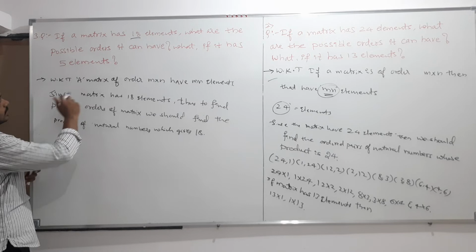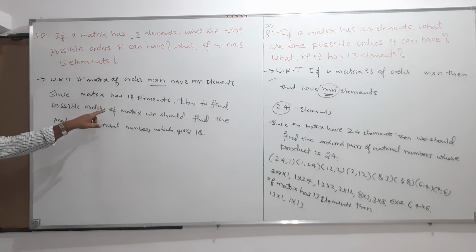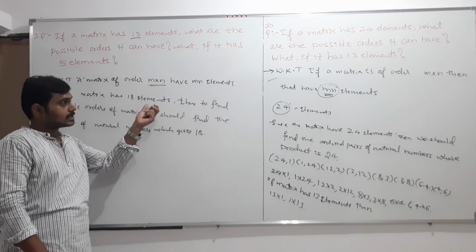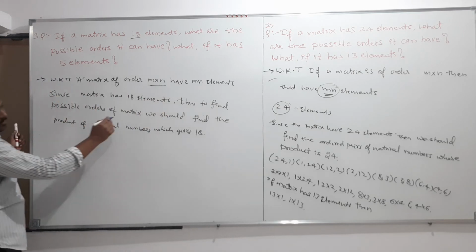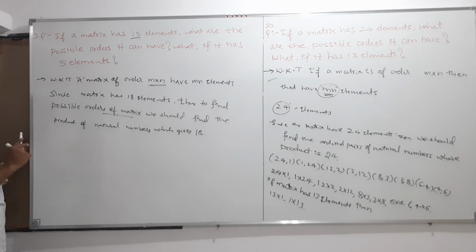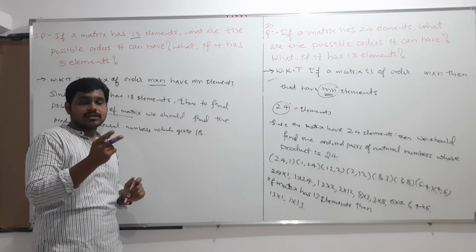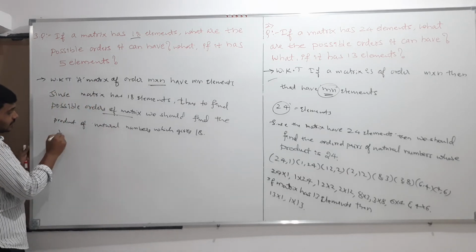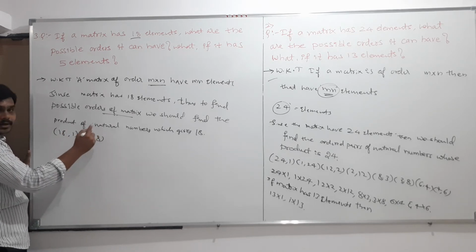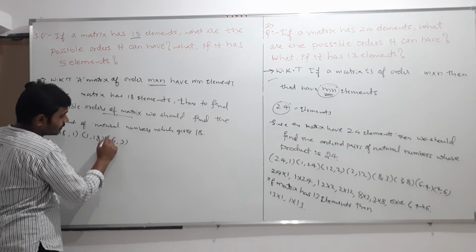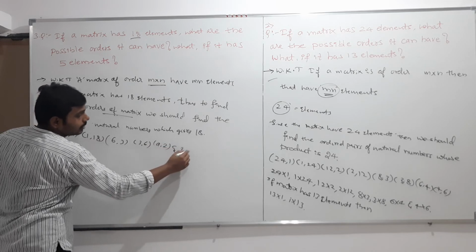We know that if a matrix is of order m cross n, then it has mn elements. Since the matrix has 18 elements, to find the possible orders we should first find the natural numbers whose product is 18. So what are those? 18 and 1, because 18 into 1 is 18, and 1 into 18 is also 18, and next 6, 3, and 3, 6, and 9, 2, and 2, 9.